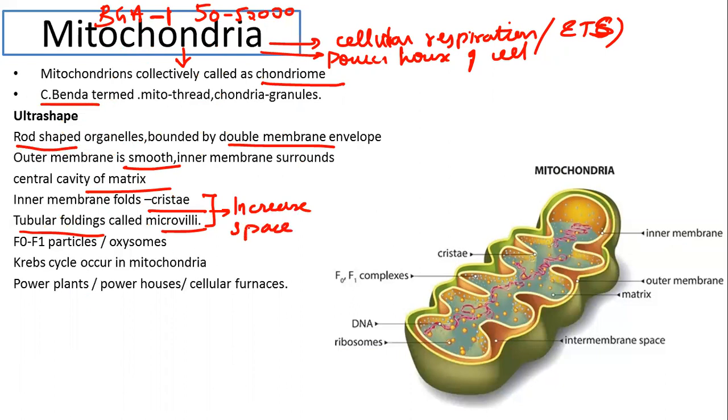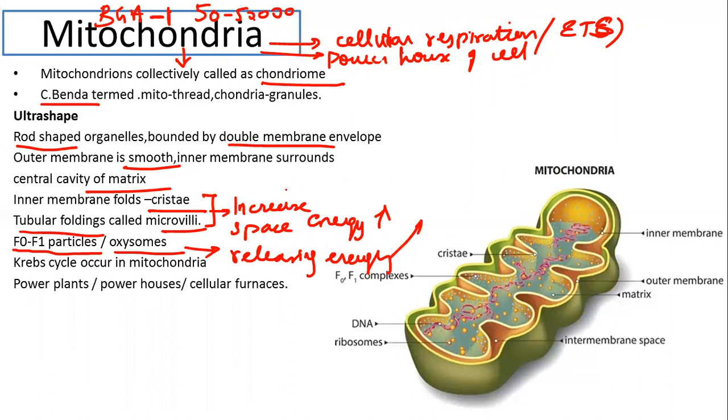It is going to increase the space for energy production. There is one particle called the F0, F1 particle, also called oxysomes. These particles help in releasing energy. They help in collecting all the electron particles and finally release them as energy. In the F0, F1 particle only, oxidative phosphorylation takes place.